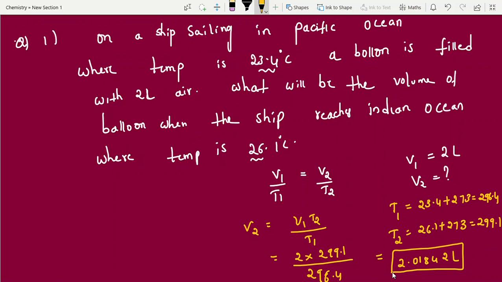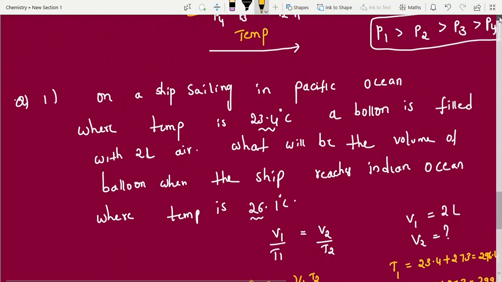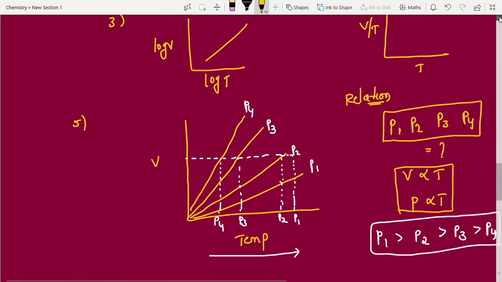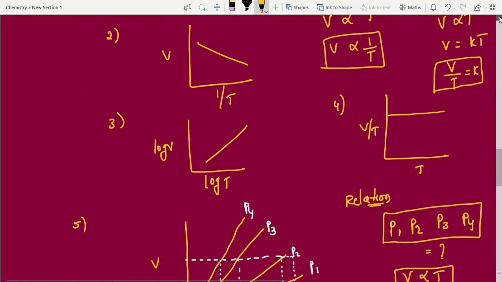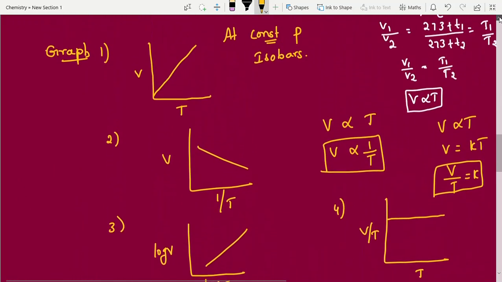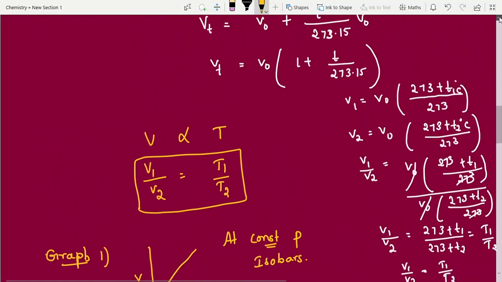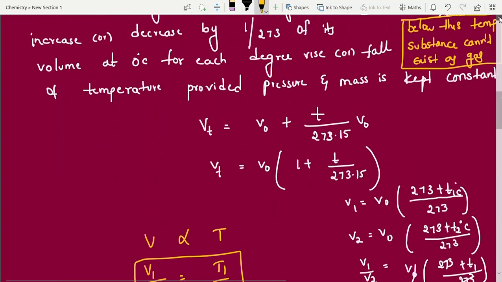Numerical students. Once again I am repeating, we have here two temperatures, two definitions. Degree centigrade we are defining and Kelvin also we are defining. Kelvin temperature means directly proportional. Degrees means I had given graph, please go through that. What questions are generally asked based on Charles law, all graphs I have covered.